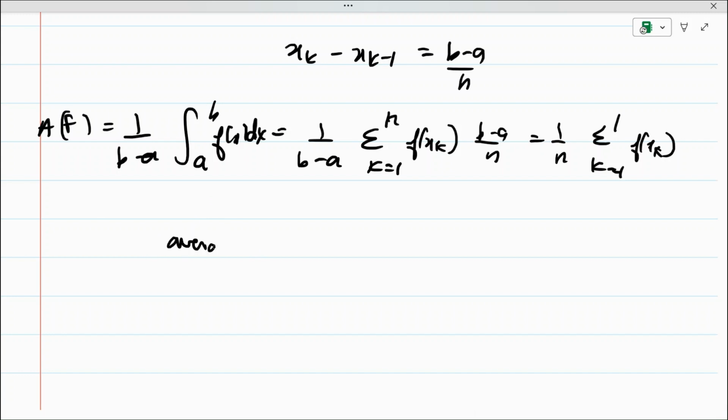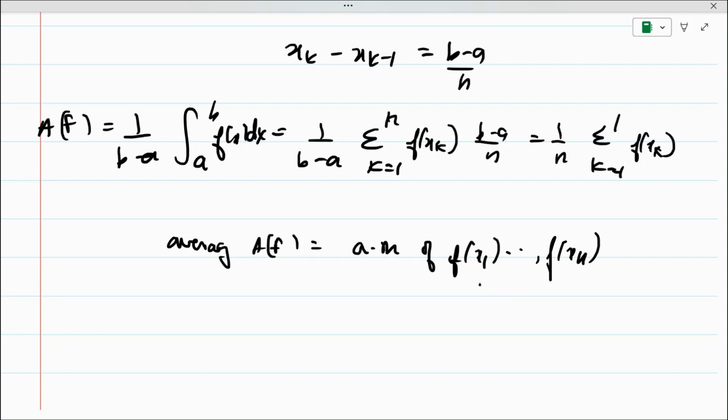The average here is equal to the arithmetic mean of x1 through xn on each interval quantity.